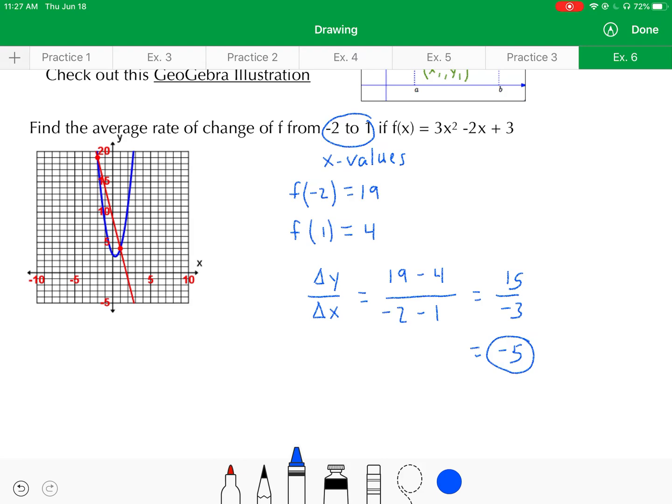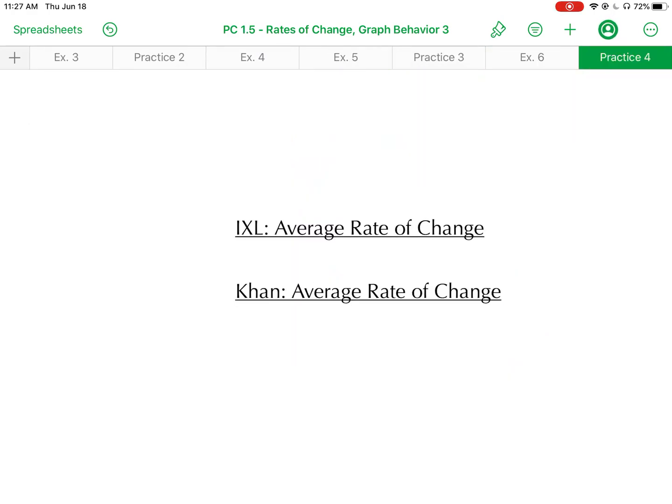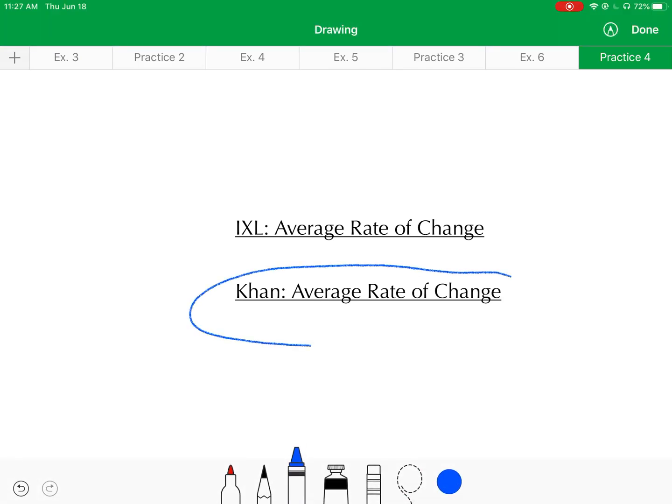1 unit for x. Okay? All right, click out of your writing tool, hit the word done, and then you're going to move over to practice 4. And I just want you to take a minute. You're going to try this one on your own, the Khan Academy practice on average rate of change, and it will let you know if you're doing things correctly or not.